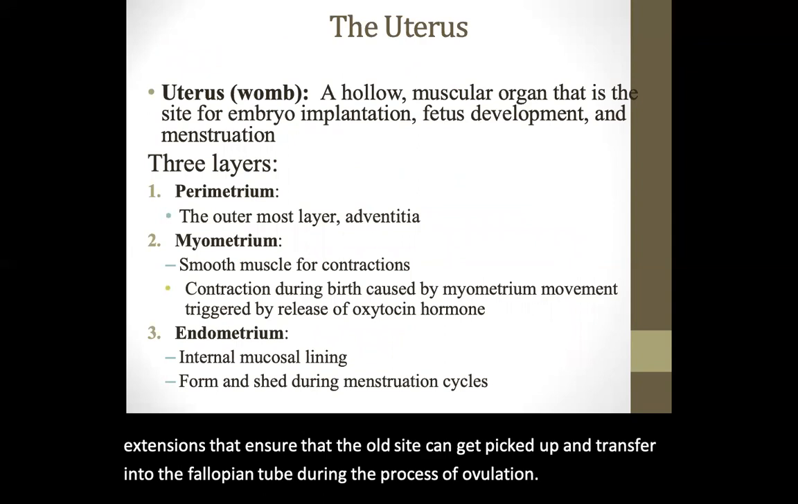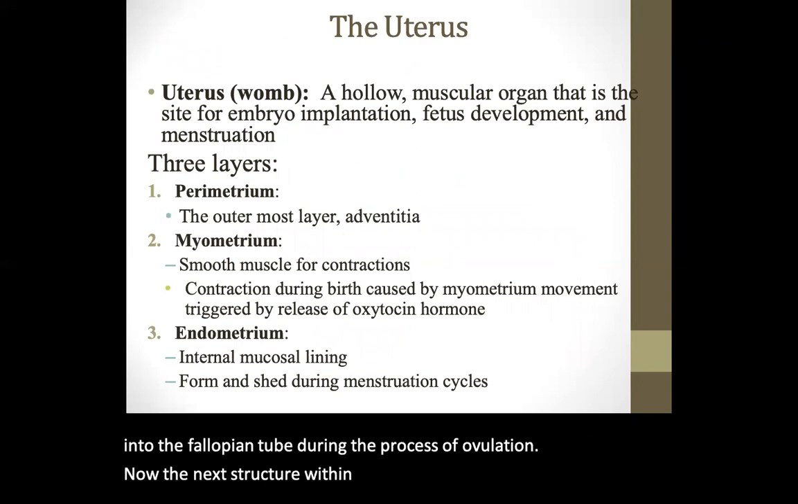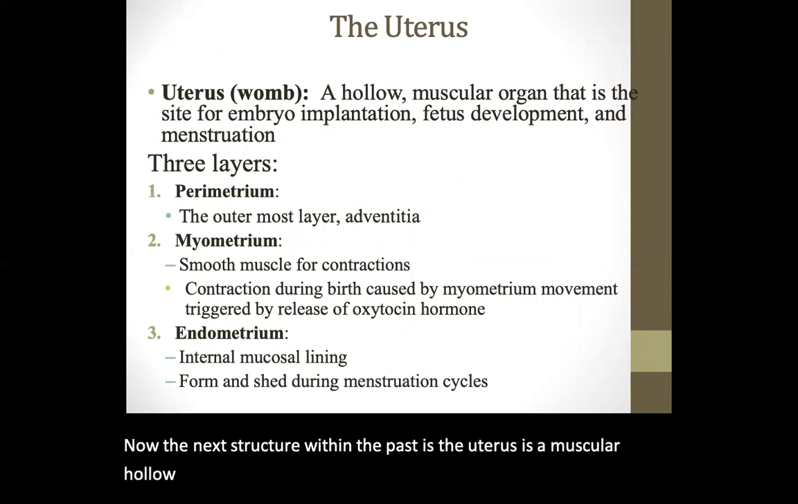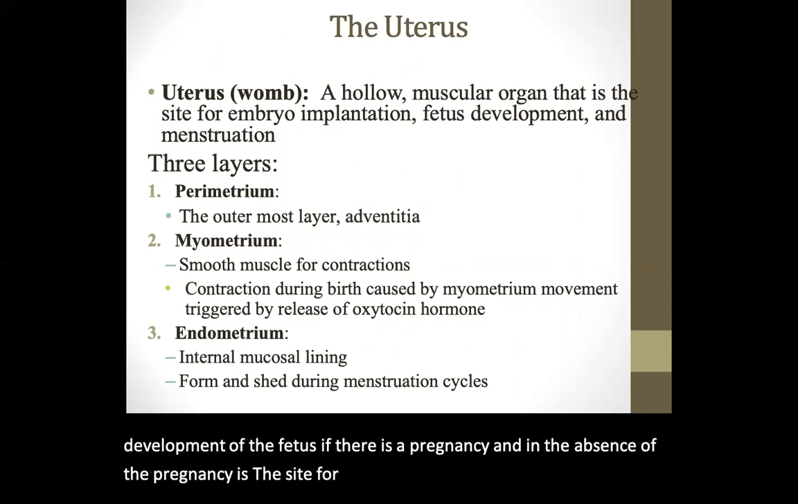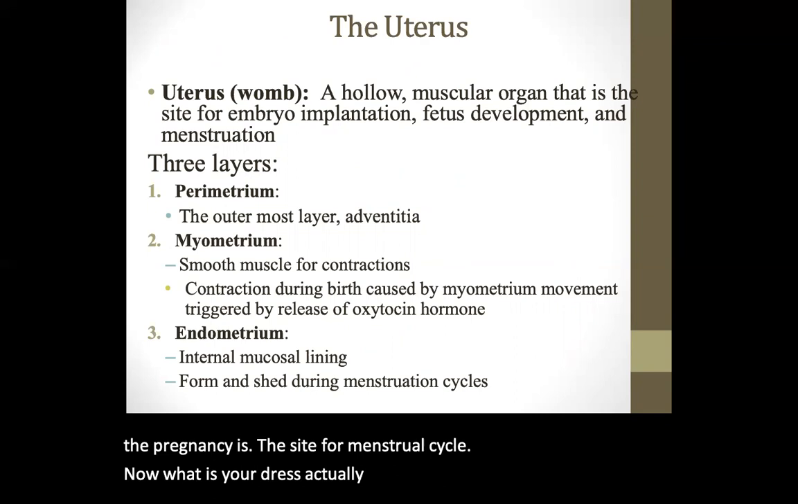Now, the next structure within the path is the uterus. The uterus is a muscular hollow organ, which is the site of implanting the embryo and development of the fetus if there is a pregnancy. And in the absence of pregnancy, it's the site for the menstrual cycle. Now, what is the uterus actually made up of? The uterus is made up of 3 layers.